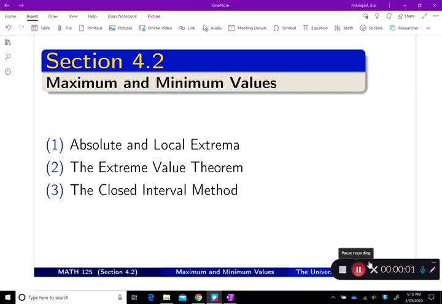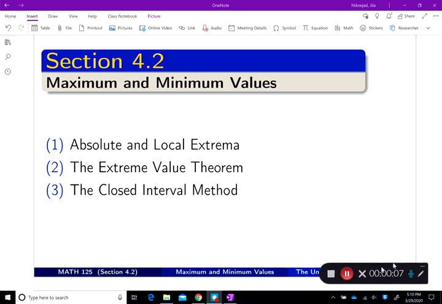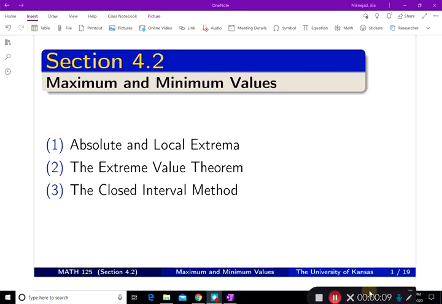We're starting section 4.2, maximum and minimum values of a function. We're going to discuss absolute and local extrema, and you want to know the difference between these two terminology, and then we want to discuss the extreme value theorem and the closed interval method. Closed interval method is how we use the extreme value theorem.